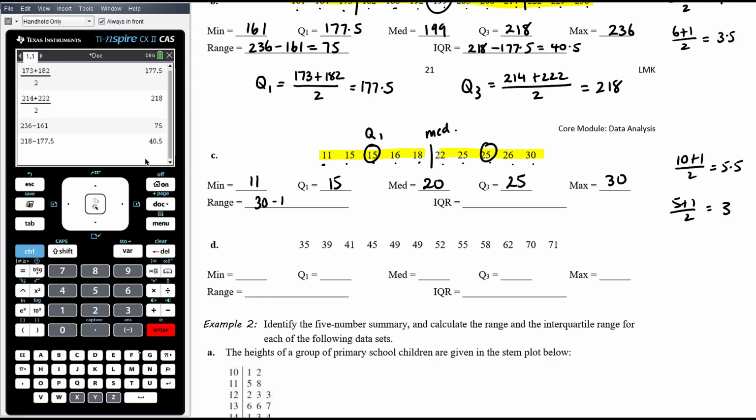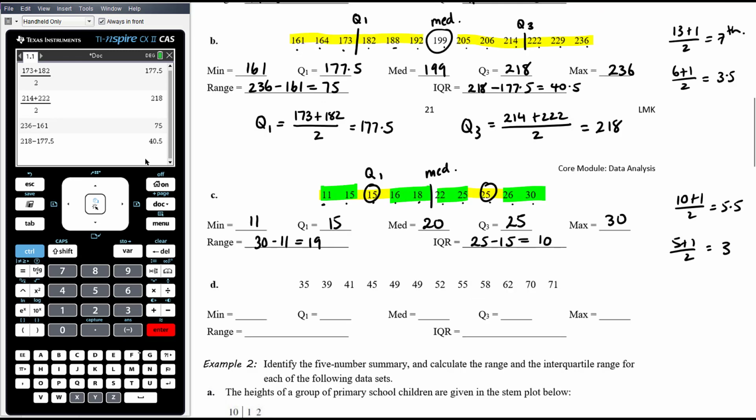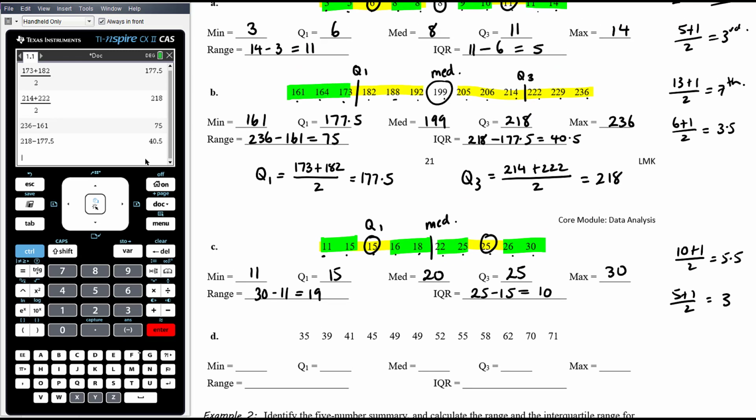Range, 30 minus 11, which is 19. Interquartile range, 25 minus 15, which is 10. Again, should be able to check. 2 bits of data, then Q1. 2 bits of data, then the median. 2 bits of data, then Q3. 2 bits of data. Same up here, we didn't verify that, but 3 bits of data, then Q1, 3 bits of data, then the median, 3 bits of data, then Q3, 3 bits of data.